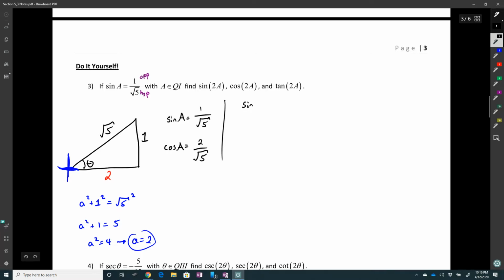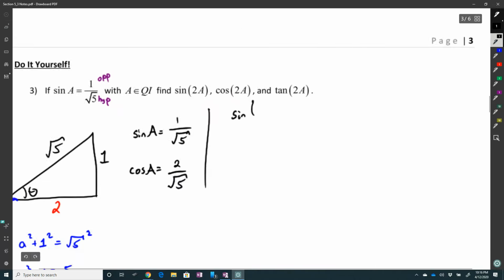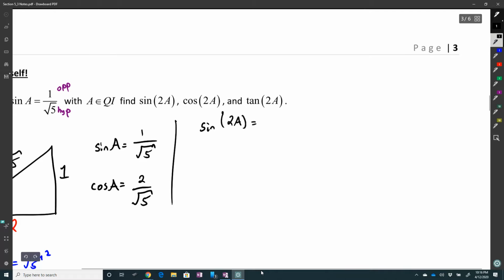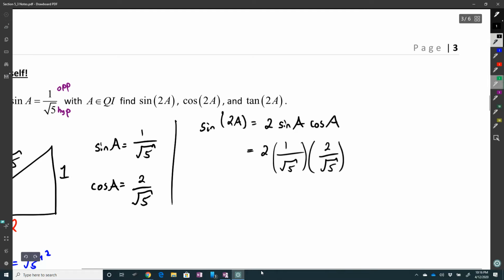So the first one is sine of 2A. So sine of 2A is 2 sine of A cosine of A. So 2 sine of A. Sine of A is 1 over square root of 5. Cosine of A is 2 over square root of 5. And remember that this 2 is really 2 over 1. So if I do all the multiplication, top times top times top, I get 4. Bottom times bottom times bottom, I get 5.